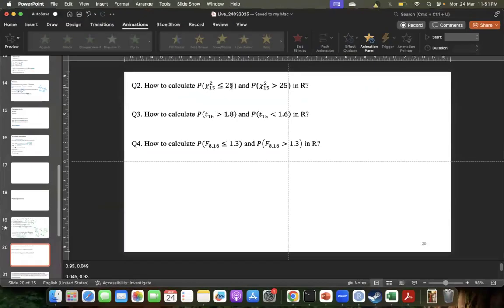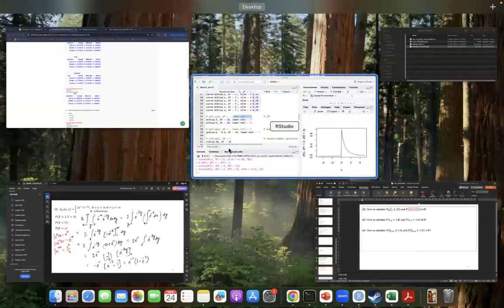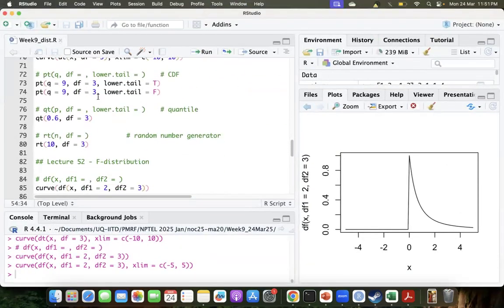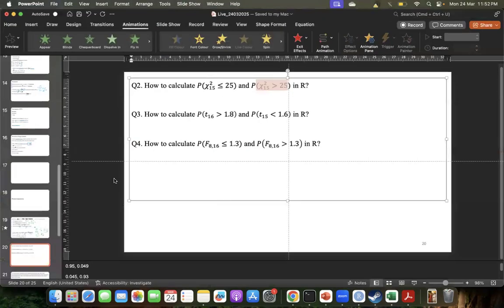So when you have this sort of a notation, less than 25, then you say lower tail is true. And when you're doing a greater than 25, then you do lower tail false. Similarly, for t distribution, it's again going to be the same way, absolutely the same way. For f distribution, you'll just have df1 and df2. So first for t distribution, and for f distribution it's going to look like this. Okay, df like that.